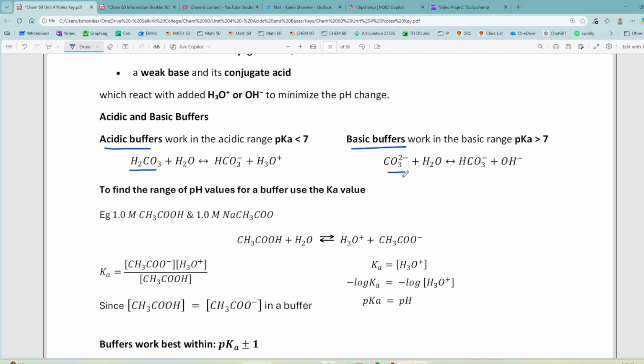Okay. And the important thing about forming a buffer is that you will always have a conjugate acid-base pair, and they will be in equal concentration. So there are a few multiple choice questions like, which of the following could be used as a buffer? Just make sure they're weak and make sure they're in conjugate pairs.